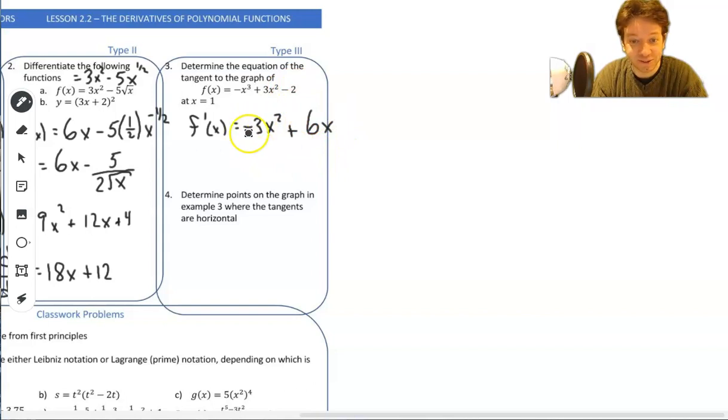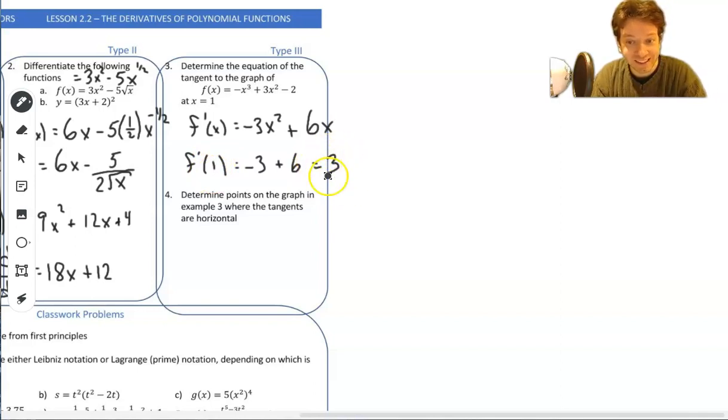So here's your derivative. Now if you want to find the slope of this function at 1, find the value of that derivative at 1. So we get minus 3 times 1 squared, which is 1, plus 6 times 1, which is just 6. So we end up with 3. So the slope at the position 1 is 3. Really easy, isn't it? But now we have to find an equation for this tangent.